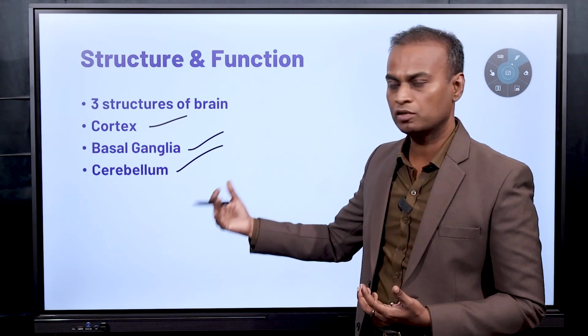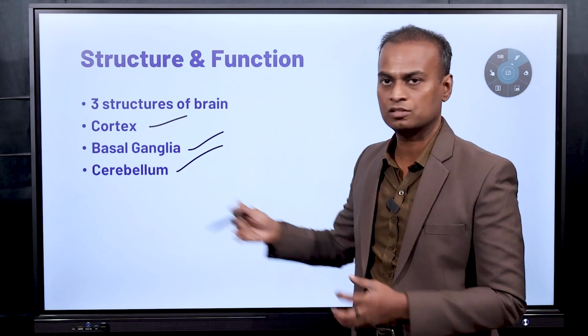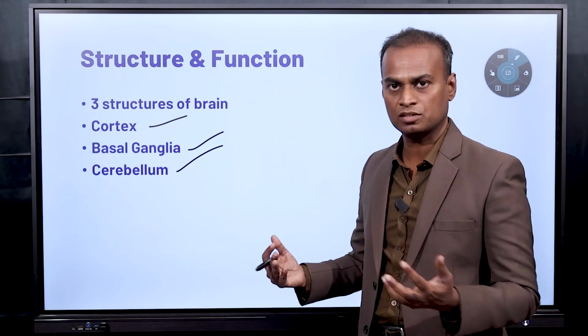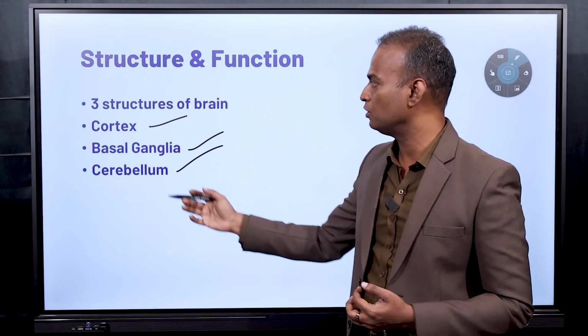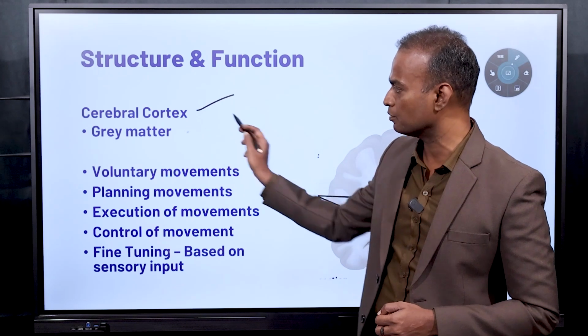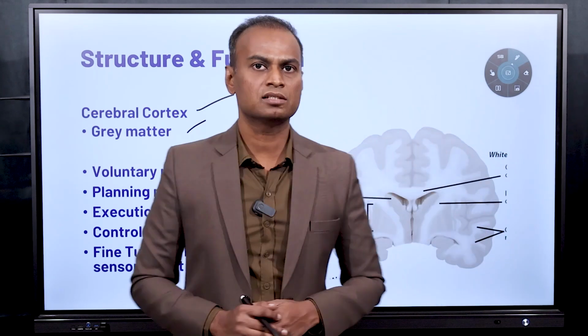When we study this, we can understand that if this is damaged, this function is lost. If this is damaged, this function is lost. So you can go deep into it. First structure we have to understand is cerebral cortex. What is cerebral cortex? Cerebral cortex is the gray matter.